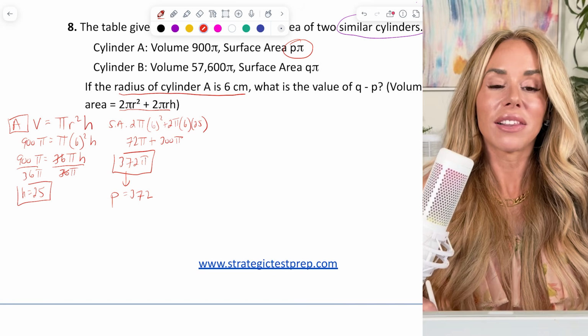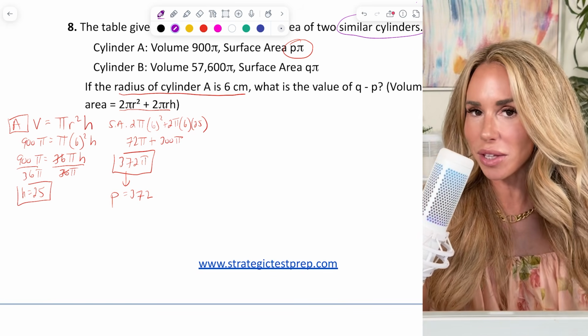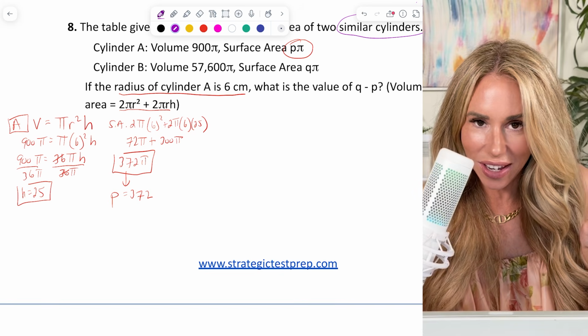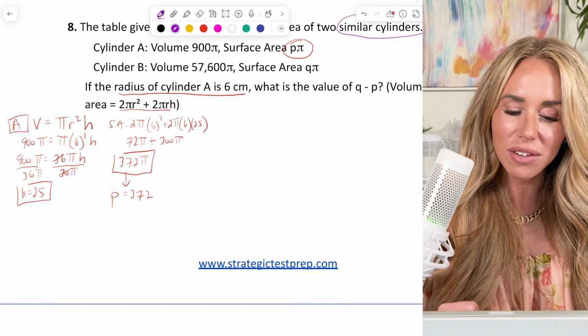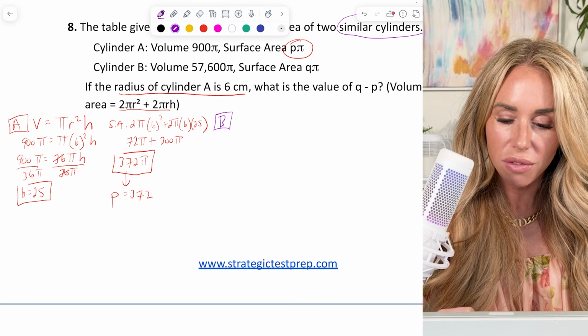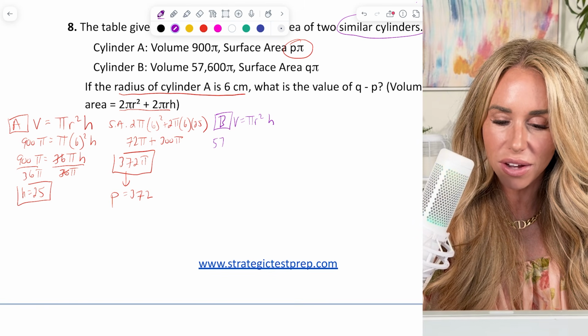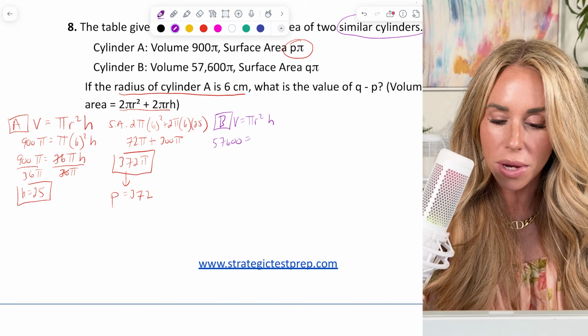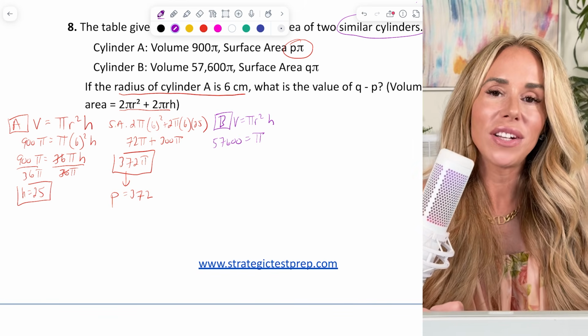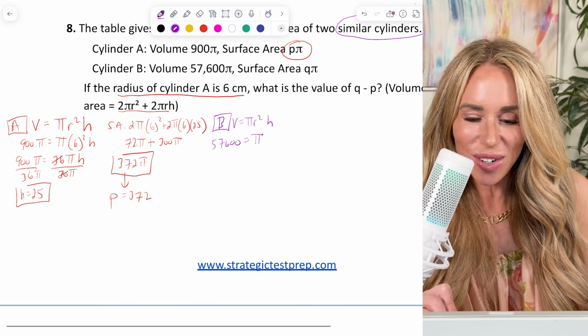Okay, let's go on to cylinder B, which is a little bit trickier, but let me show you the hack here. I'm going to lay out the same thing, so I want to stay organized. Okay, B. We have volume is pi r squared h, 57,600 equals pi. We don't know the radius. What do we do? They didn't give it to us.